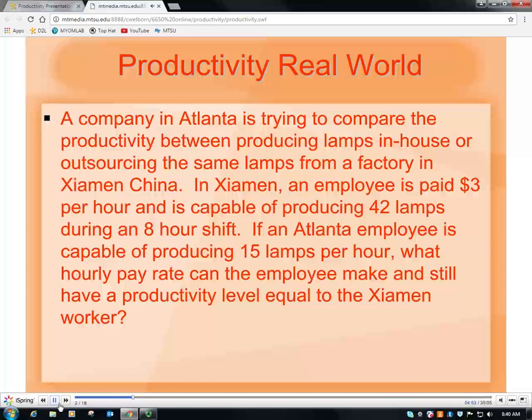If an Atlanta employee is capable of producing 15 lamps per hour, what hourly pay rate can the employee make and still have a productivity level equal to the Shaman worker?